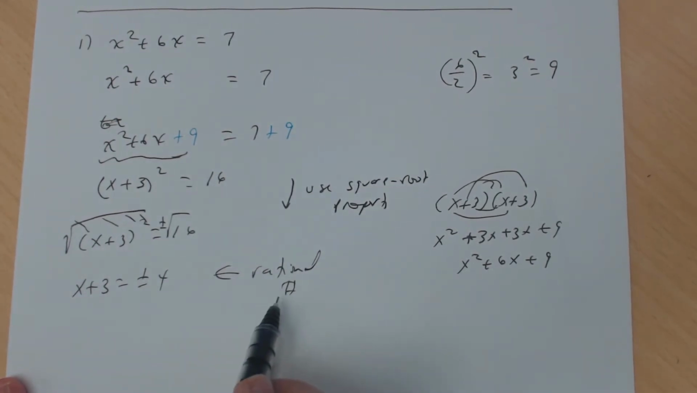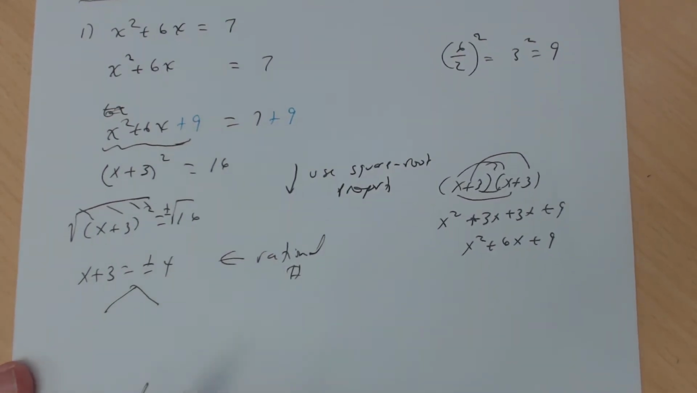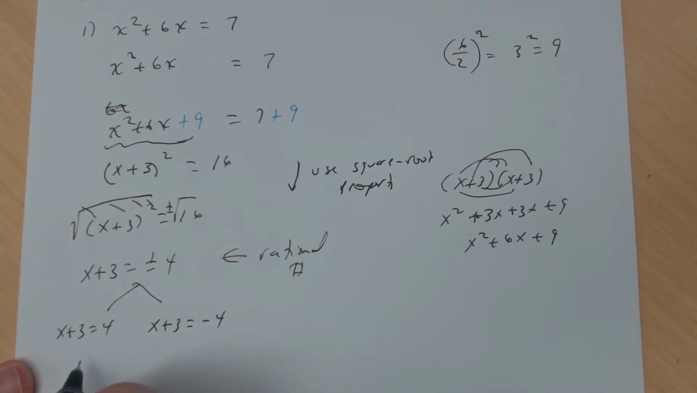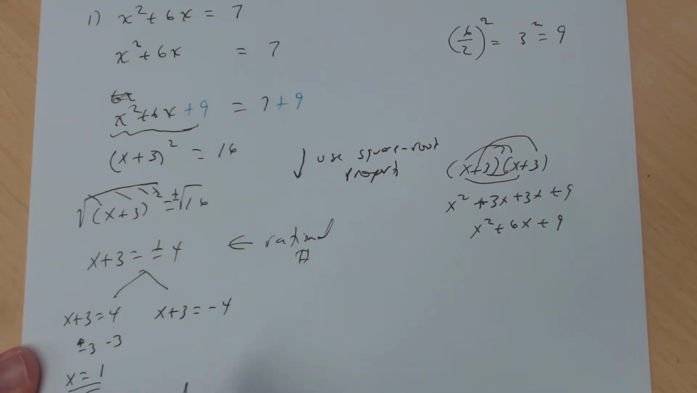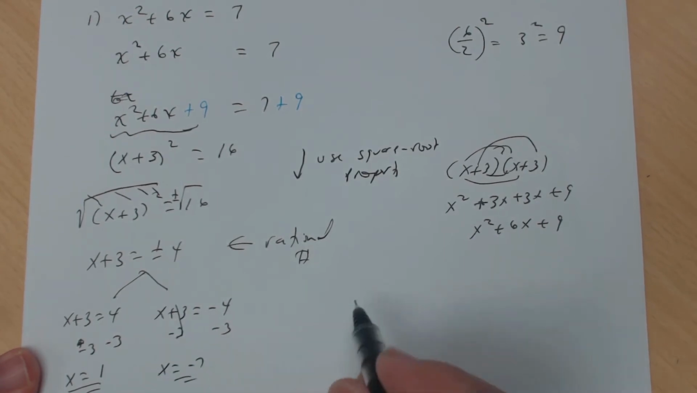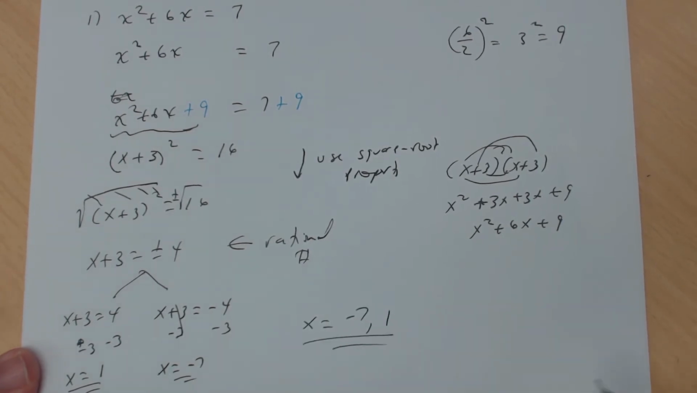So then once you notice it's a rational number, split into 2 separate expressions or equations. So x plus 3 equals 4, x plus 3 equals a negative 4. And so subtracting 3 from both sides, I get x to be 1. So there's one of your solutions. And over here, subtract 3 from both sides, combine like terms, and I get x to be negative 7. So your solutions are negative 7 comma 1.